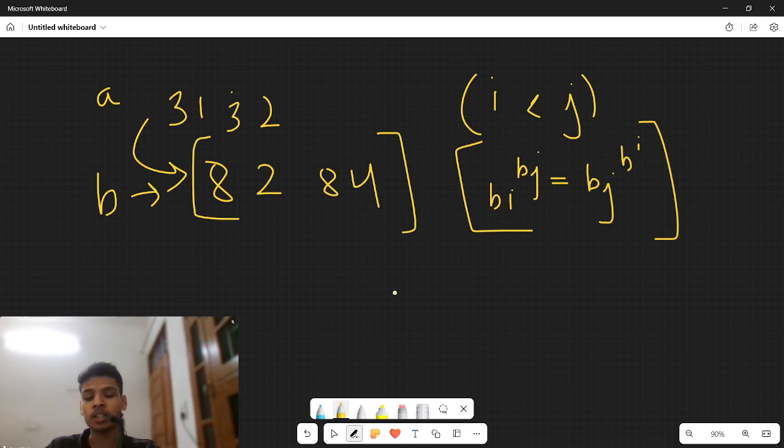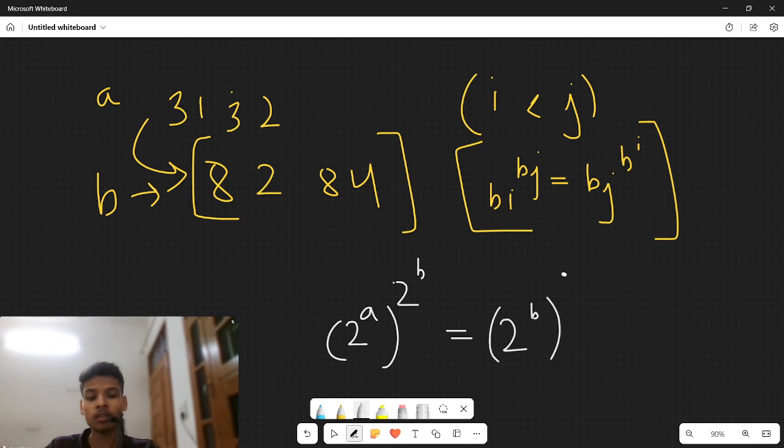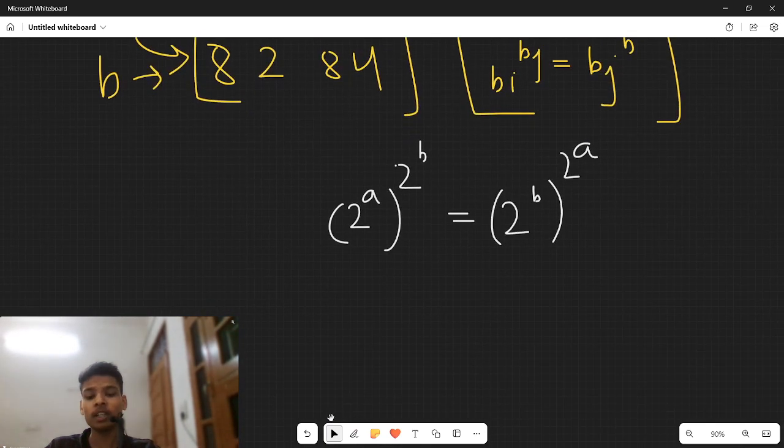So what is it representing? It is simply representing 2 to the power a, to the power b, and I have to tell that this should be equal to 2 to the power b, to the power 2 to the power a, right? This is only what it is representing. You can see this is only the breakdown of this question. So I have to tell what are the possible values of a and b such that this condition is satisfied, right?